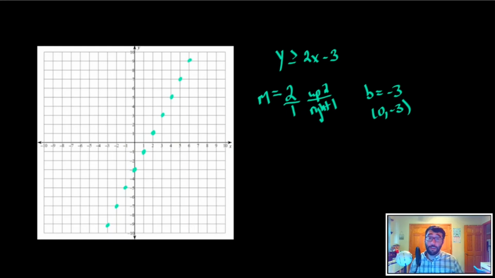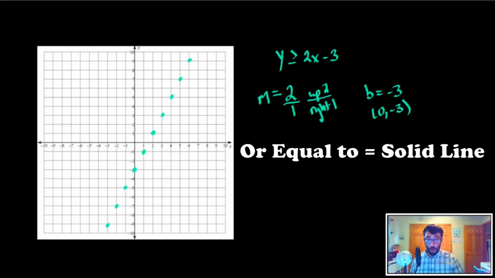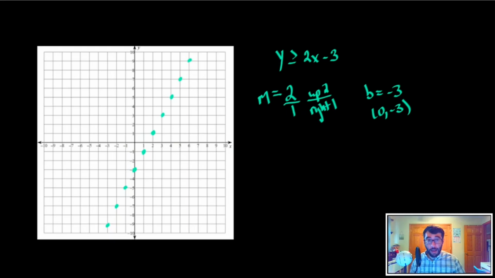We have to think about whether it's going to be a solid or dashed line. Now with the equations, it was equal to, that's why we used a solid line. So if it's an or equal to inequality, we're still going to use a solid line. Like in this case, since it's or equal to, we still are going to connect these with a solid line. Now, if it wasn't or equal to, if it was strictly greater than, then we would connect these with a dashed line. So that's the first difference.